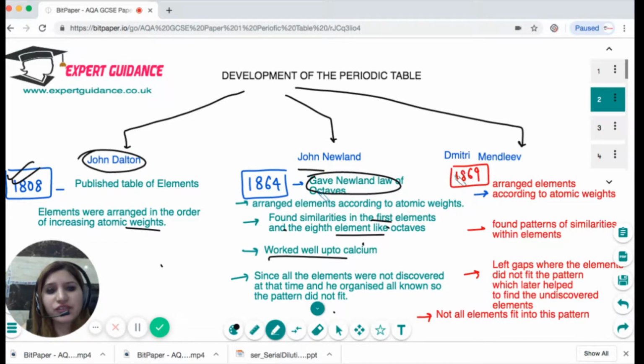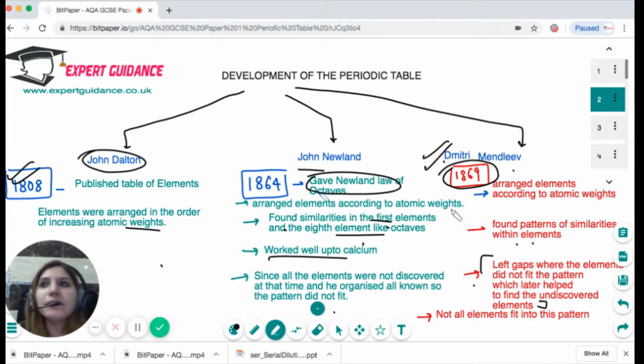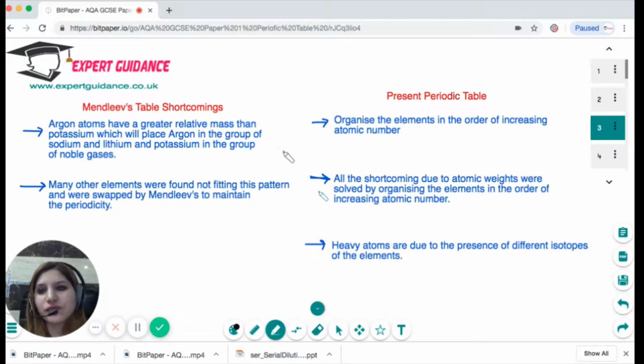Then the biggest revolution came in 1869 when a scientist called Dmitri Mendeleev also arranged the elements according to atomic weights, but he found patterns of similarities within the elements because he left gaps where the elements did not fit the pattern. In this way, he organized similar elements in similar groups, and the gaps that were left gave us the pathway to discover new elements. Using his idea, many new elements were discovered.